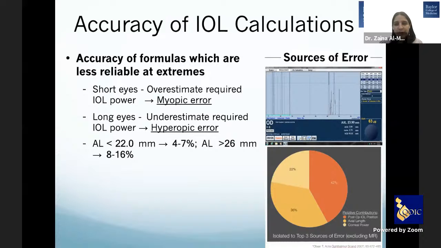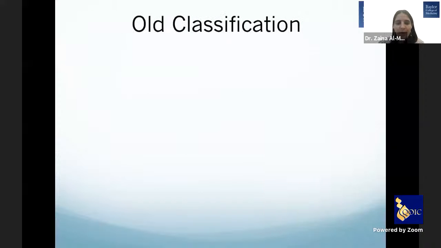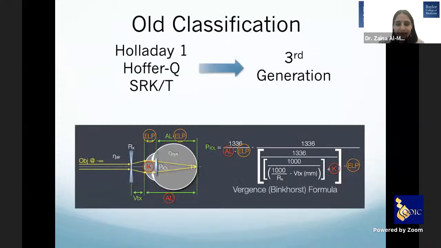as well. And really the big take-home message from my talk is most IOL calculation formulas will do well on average with most eyes. It's those extremes that people have some issues with. In short eyes, typically we overestimate the required IOL power and can result in a myopic error. On the other hand, long eyes give you a hyperopic error. And just to get a big picture, patients less than 22 millimeters axial length in America are about 4 to 7% of the population, versus long eyes, which are more common, about 8 to 16%.